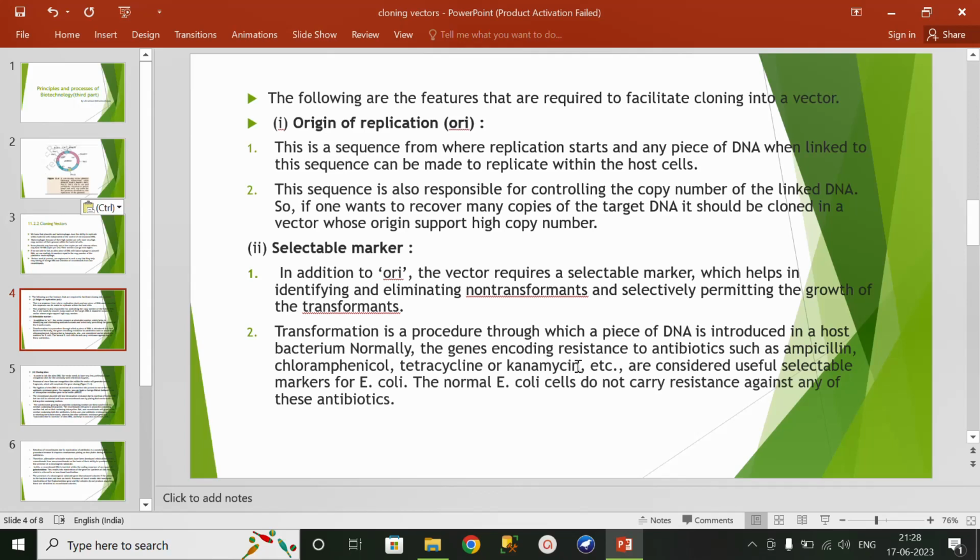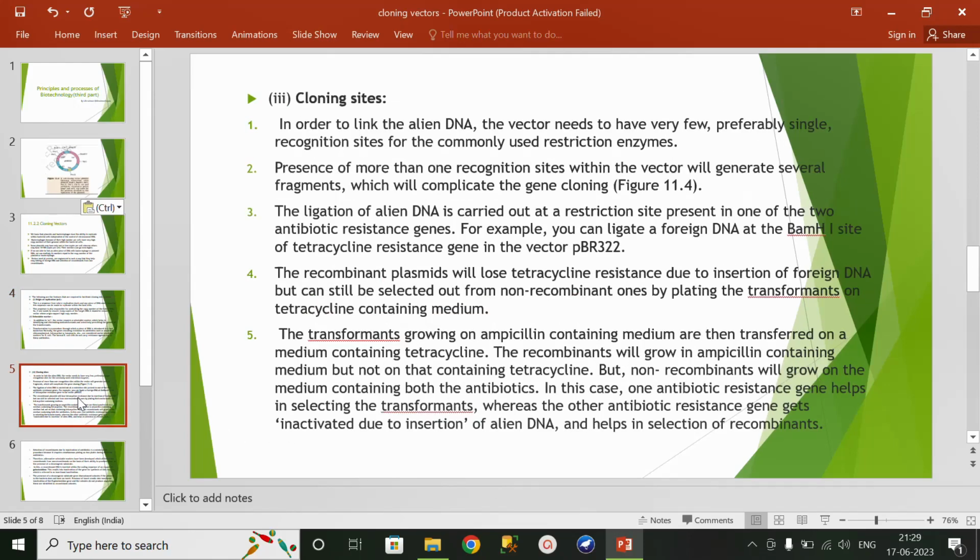Normally, the genes encoding resistance to antibiotics such as ampicillin, chloramphenicol, tetracycline, and kanamycin are considered useful selectable markers for E. coli. The normal E. coli cells do not carry resistance against any of these antibiotics. So normal E. coli does not contain any antibiotic resistance gene inside its cell.